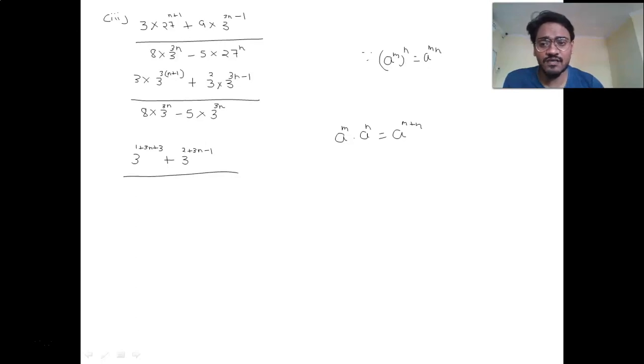In the denominator, if you observe, 3 raised to the power 3n is there and also 3 raised to the power 3n is there. This thing is common, so I'll be taking the common 3 raised to the power 3n.